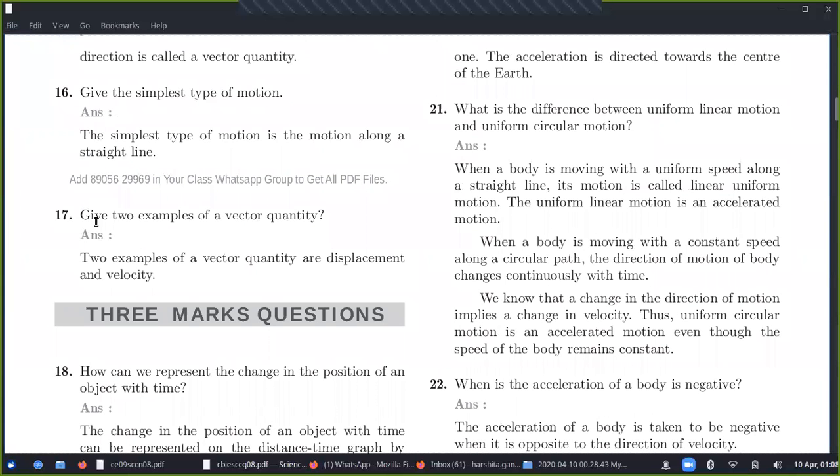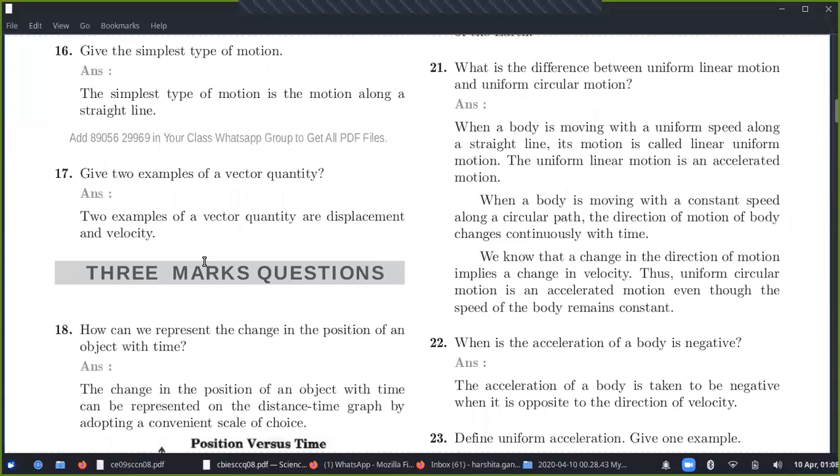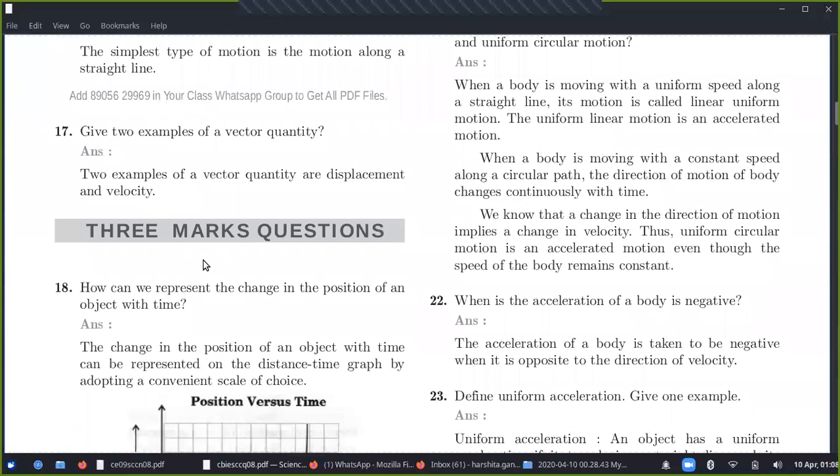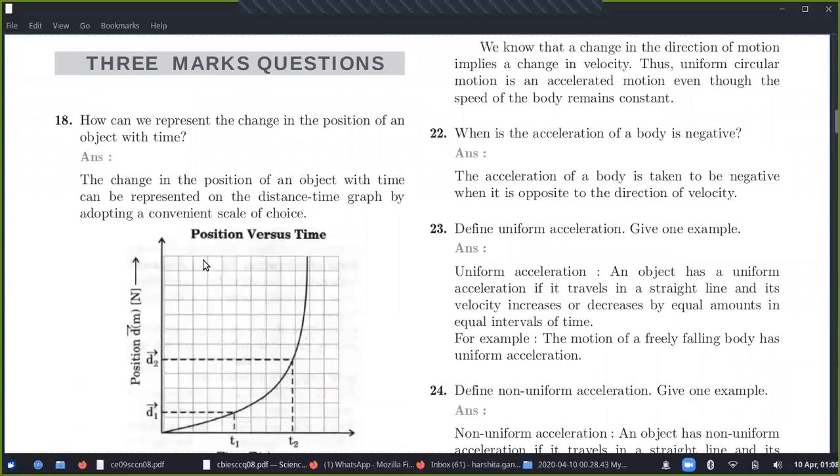Give two examples of a vector quantity. Two examples of vector quantity can be displacement and velocity. All right, so these were 17 questions of 1 mark each. Let's look at some 3 marks questions.